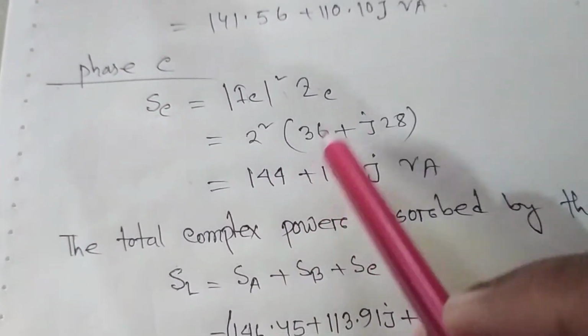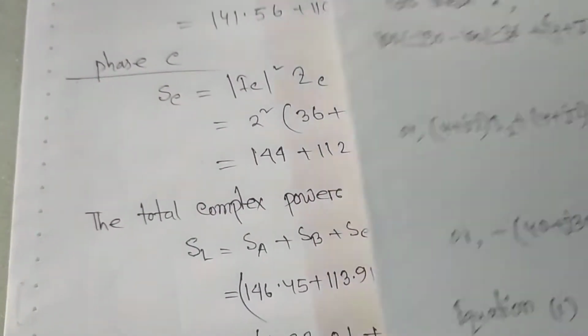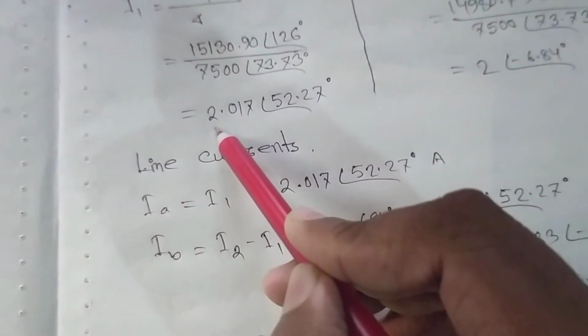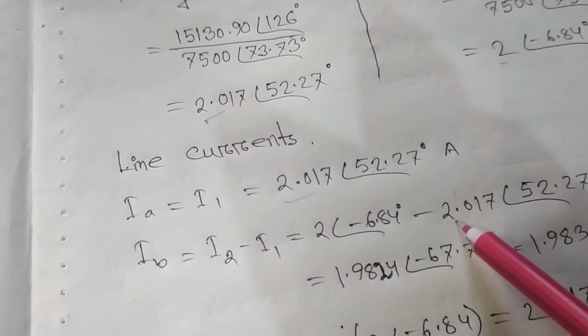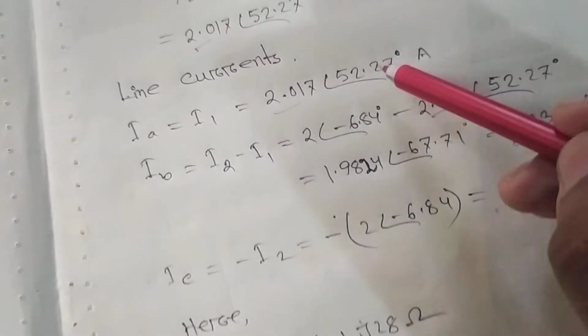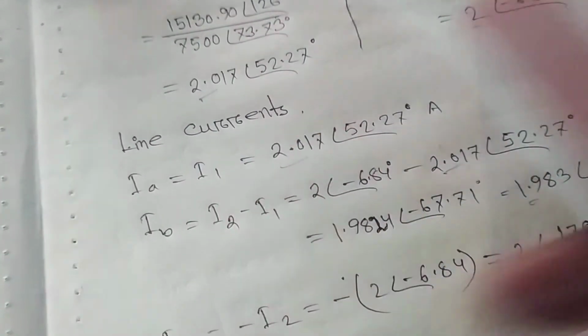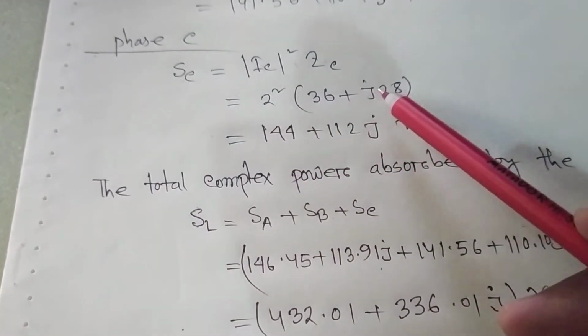IC value is 2. Here I see that I use the IA, IB and IC magnitudes only, not the angle: 2.017 for IA, 1.983 for IB and 2 for IC. So phase 3, SC equal to IC square into ZC, with the IC value and ZC value.